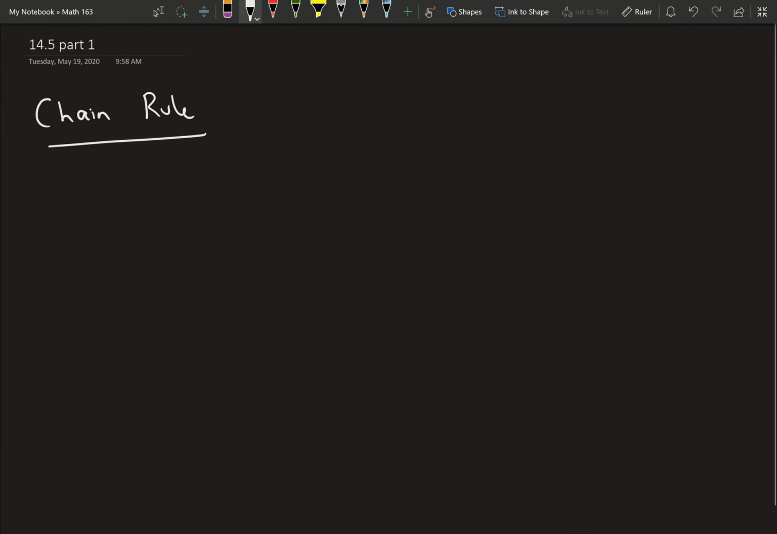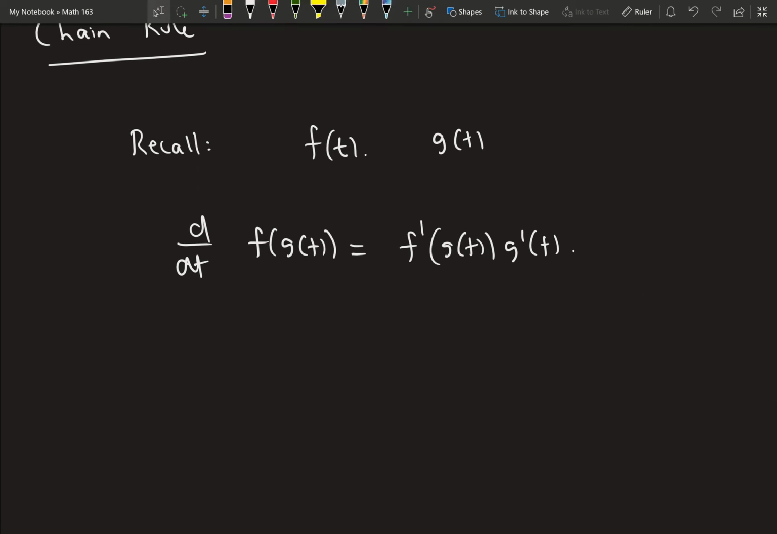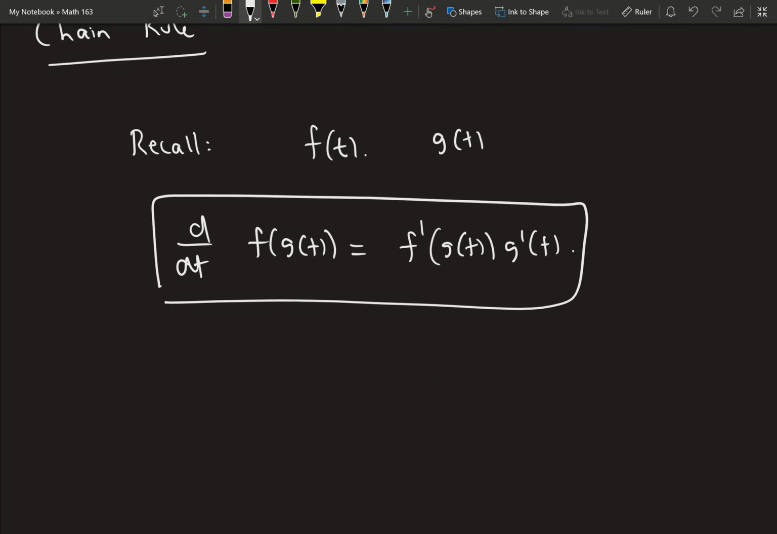Okay, we're going to start 14.5, which is the chain rule in several variables. So first, let's recall the chain rule in one variable. Let's say we have a function f of t, and we have a function g of t, and we want to take the derivative of f of g of t. Then this is f prime at g of t times g prime of t. So this is essentially the chain rule in one variable.